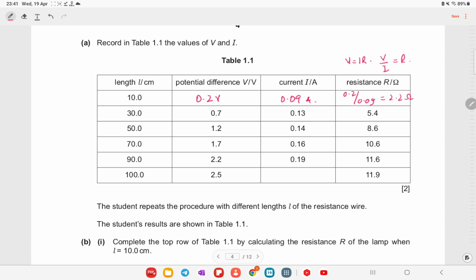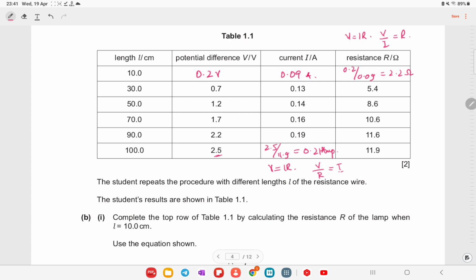Now we have to complete this value as well. Again we're using Ohm's law, which is V equals IR, so voltage divided by resistance equals I. Here the voltage is 2.5 divided by 11.9, and you will end up with 0.2100, and we will have this value over here.